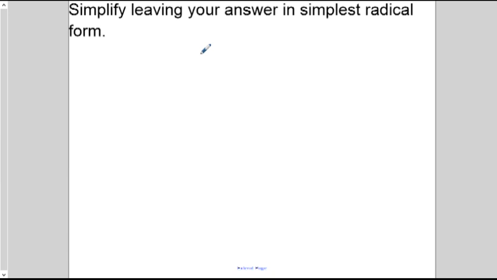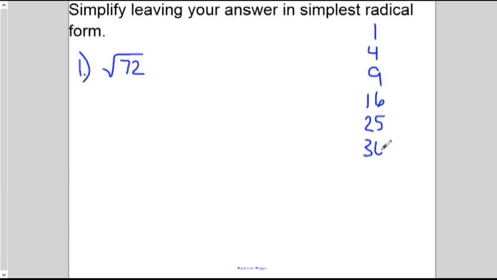Simplest radical form is something that you should have learned how to do in algebra. So for example, let's say you get the square root of 72. Now, the first thing you want to do is write perfect squares on your paper. So 1 times 1, 2 times 2, 3 times 3, 4 times 4. Instead of saying 4 times 4, I could have said 4 squared, 5 squared, 25, 6 squared, 7 squared, 8 squared. I always go up to 10 squared. 8 squared, 9 squared, 10 squared.